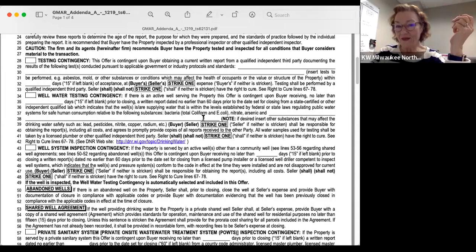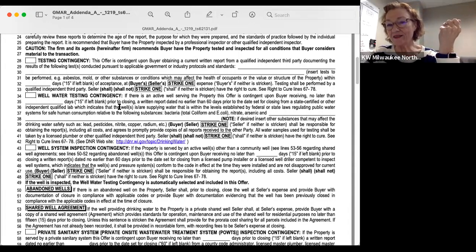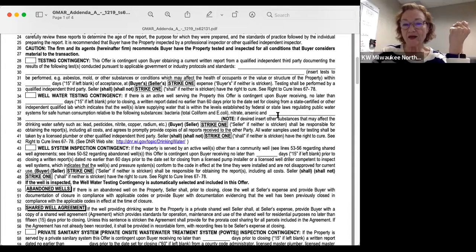You can add other tests on there, and a lot of people will put nitrite or lead or pesticides, copper or radium. Those can be added as additional tests in this well water contingency only if you write them in. Otherwise, it's just going to be on bacteria, nitrates, and arsenic. Be forewarned that the arsenic test takes a while, so you just can't do it at the last minute. But it all has to be within 60 days prior to the date set for closing.